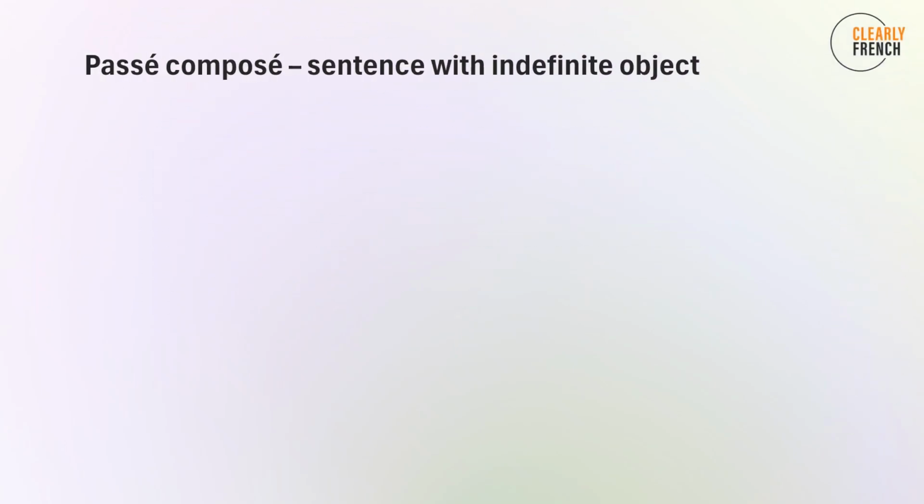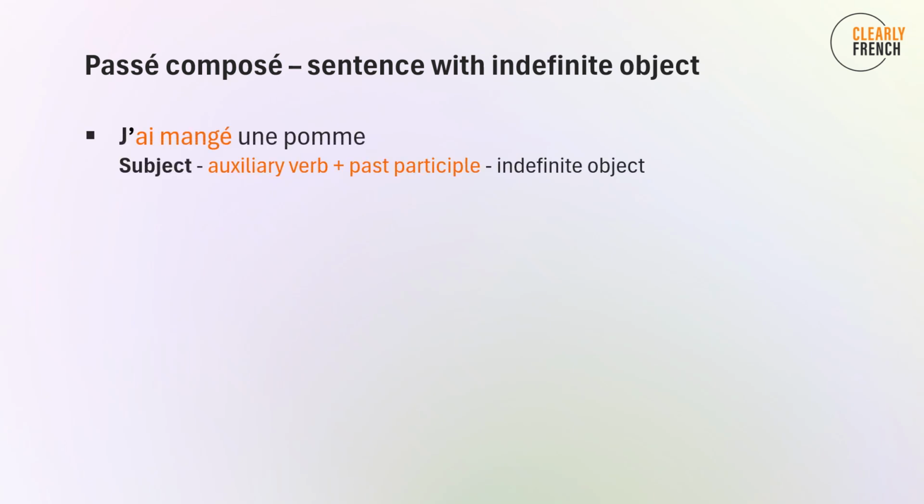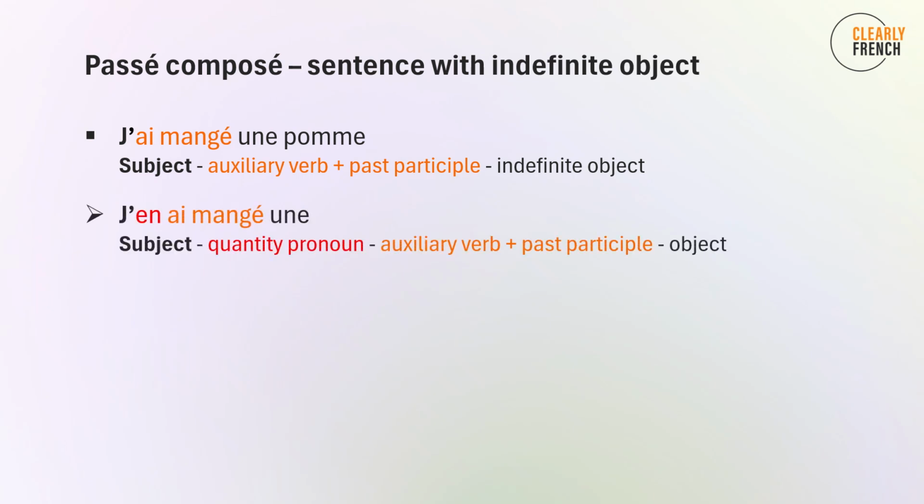Now let's switch tenses to passé composé and start with an indefinite object. J'ai mangé une pomme. Here you have two verbs. You have the ai and mangé, which is exactly like I have eaten in English. But of course, in English, you would use I ate in that context. J'en ai mangé une. I ate one of them. I have eaten one of them. So the of them, which is the en, again, quantity pronoun goes before the verb. And here, when I say before the verb, I mean before the auxiliary verb.